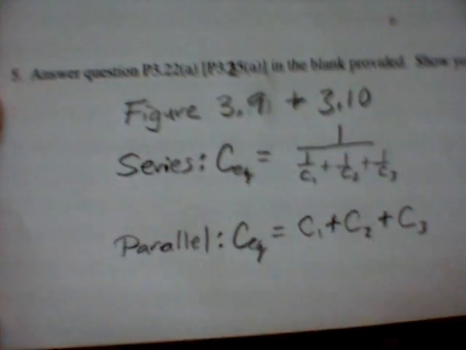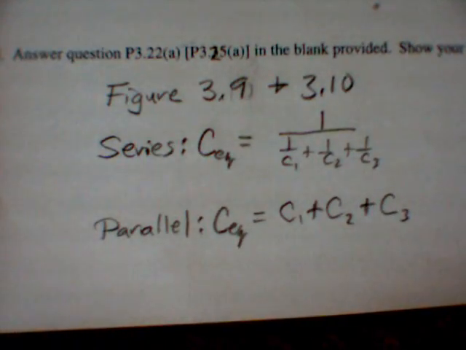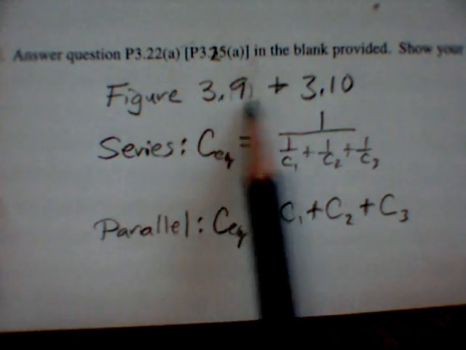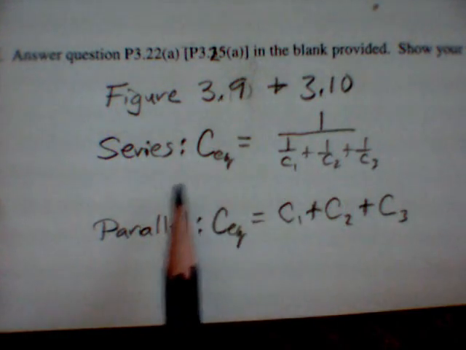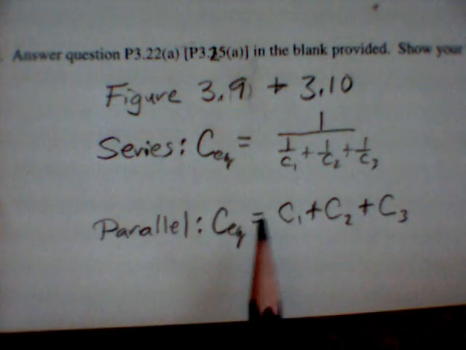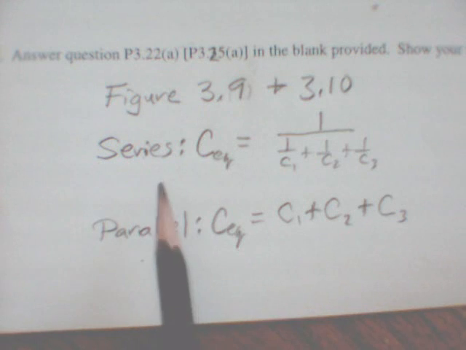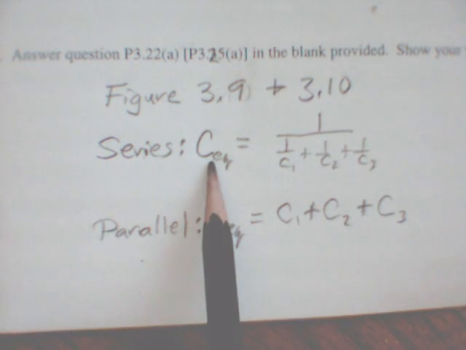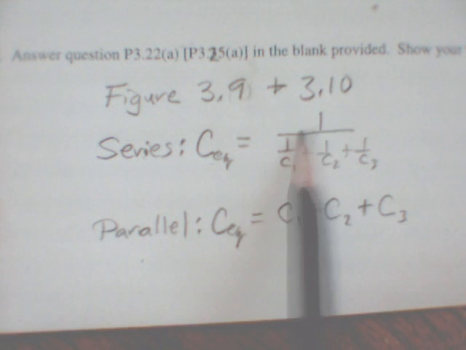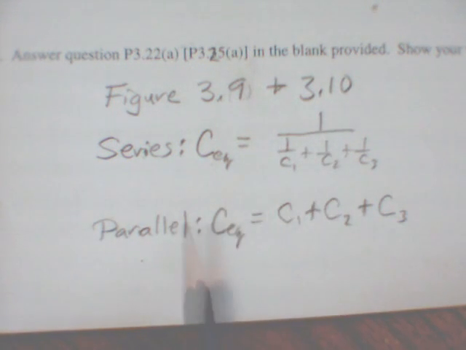On problem number 5, you want to use the rules for series and parallel combinations of capacitors, and refer to figures 3.9 and 3.10. The rules here, the equations, are pretty much opposite of what we saw for resistors in series and parallel. So for capacitors in series, the equivalent capacitance is the reciprocal of the sum of the reciprocals, if that is a word. And then for parallel, you just add up the capacitances. We'll explain why that is a little bit later.